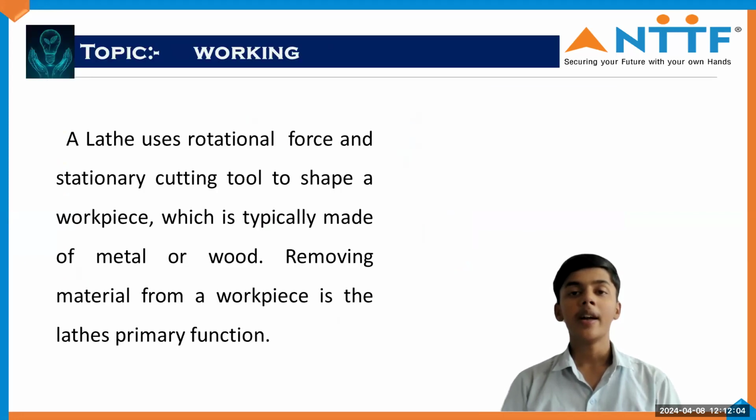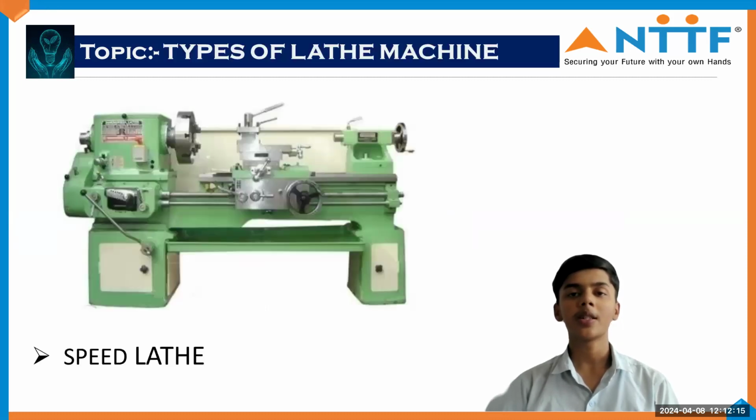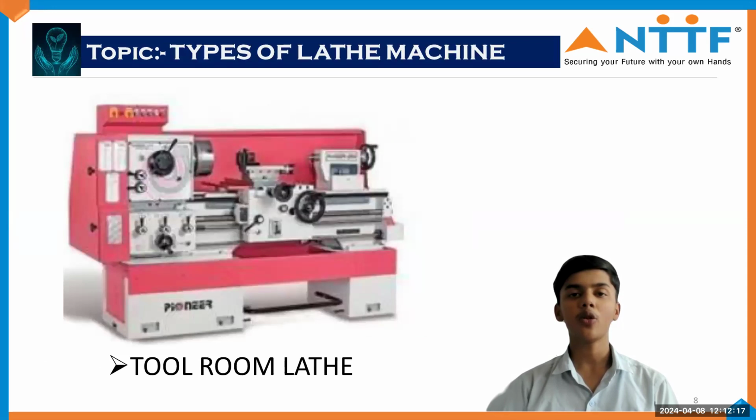Now, working. A lathe uses a rotational force and a stationary cutting tool to shape a workpiece, which is typically made of metal or wood. Removing material from a workpiece is the lathe's primary function. Now, types of lathe machine: speed lathe, center engine lathe, and tool room lathe. In 1718, Russian engineer Andrei Nartov invented one of the first lathes.